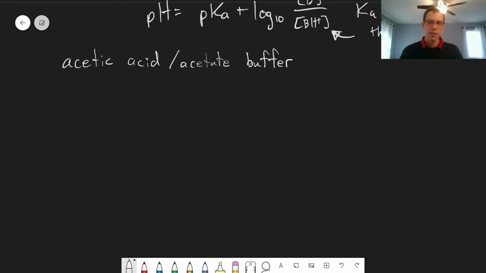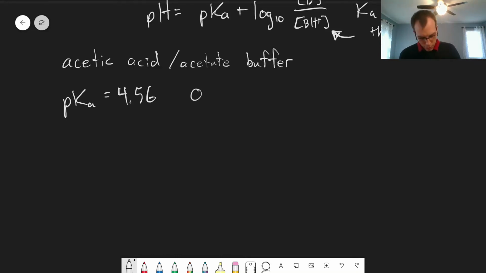So let's apply this to a simple situation first. Let's imagine an acetic acid acetate buffer. We just had the pKa value for acetic acid recently up on the screen. Let me get that number again. I have it over here. It's 4.56 for acetic acid.